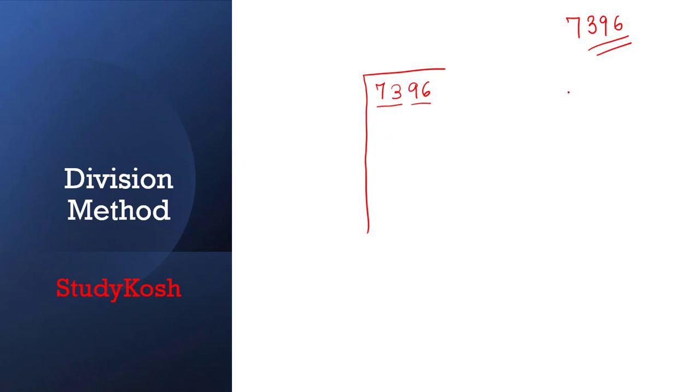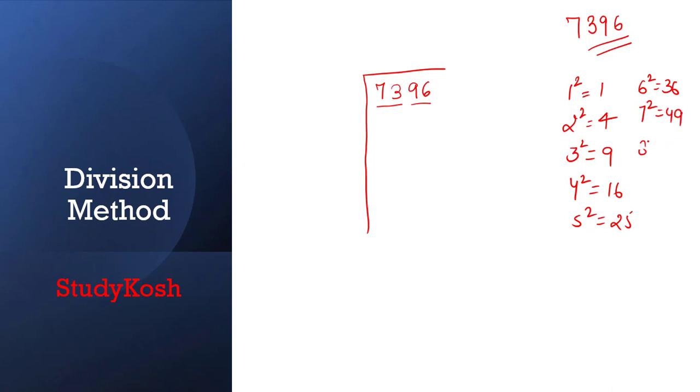You can write down the squares of numbers: 1 square is equal to 1, 2 square is equal to 4, 3 square is equal to 9, 4 square is equal to 16, similarly 5 square is 25, 6 square is equal to 36, 7 square is equal to 49, 8 square is 64, 9 square is 81 and 10 square is 100. So the nearest number here is 64, right? 9 square is greater, like 81 here. So we'll write 8 here. 8 is near to this 73. Now here the quotient is 8.